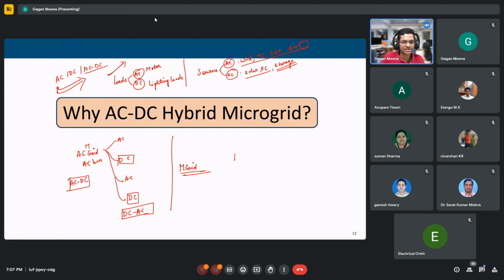Similarly, if we have a DC microgrid with a DC source like solar, and you want to feed an AC load, we have to convert DC to AC. And if an AC source is there, we have to convert it into DC. So these AC-DC conversion stages are there.